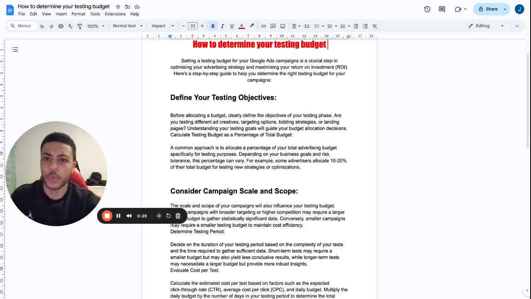First and foremost, you want to define your testing objectives. What are you testing for and what are you optimizing for specifically? So, what are you testing? Are you testing ad creatives, targeting options, bidding strategies, or landing pages? Understanding your testing goals will guide your budget allocation decisions, and you want to calculate your testing budget as a percentage of your total budget. Depending on your business goals and risk tolerance, this percentage can vary. For example, some advertisers allocate 10 to 20% of their total budget for testing new strategies.